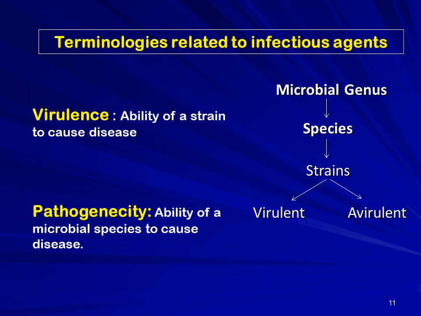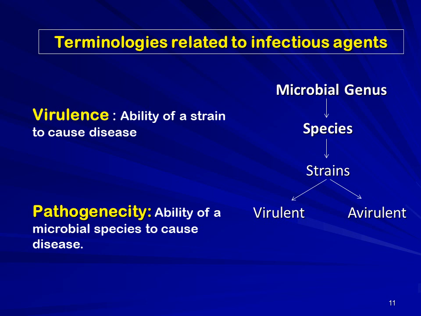the pathogenicity. Say, for example, if you take Staphylococcus aureus, it will have a number of strains. Usually, we say that Staphylococcus aureus is a pathogenic species. But again, Staphylococcus aureus will have a number of strains. Some can produce the disease and some can't produce the disease.